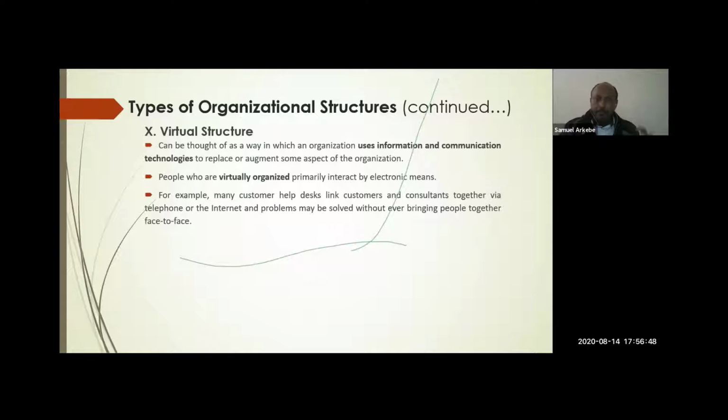Here we don't have the physical structures, or we can see it virtually, where people can use information and communication technologies to form the structure. So here, people who are virtually organized primarily interact through electronic means. So we don't have these kinds of physical structures.